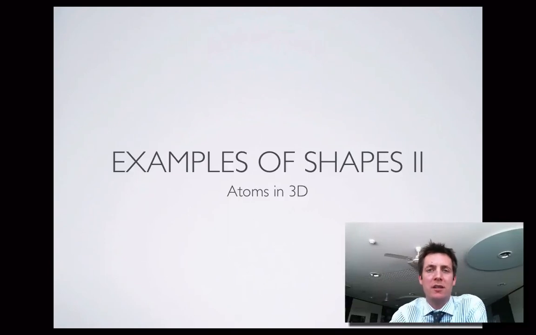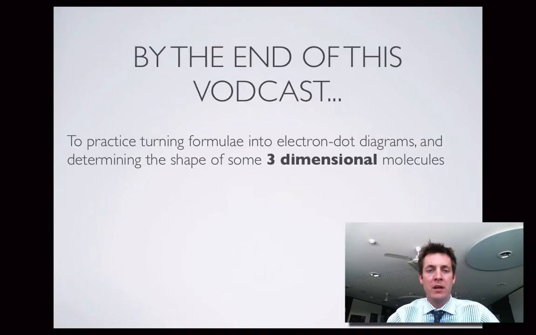Hi there, this is the last film about molecular shapes. It's called Examples of Shapes 2, and it follows on from Examples of Shapes 1. This deals with more three-dimensional molecules, whereas the ones we looked at in Examples of Shapes 1 were all flat or two-dimensional. So hopefully by the end of this film you'll have had some practice at drawing electron dot diagrams and using them to decide what shape some three-dimensional molecules will have.